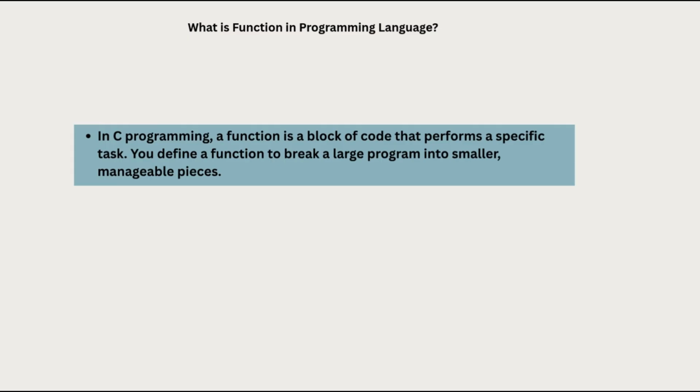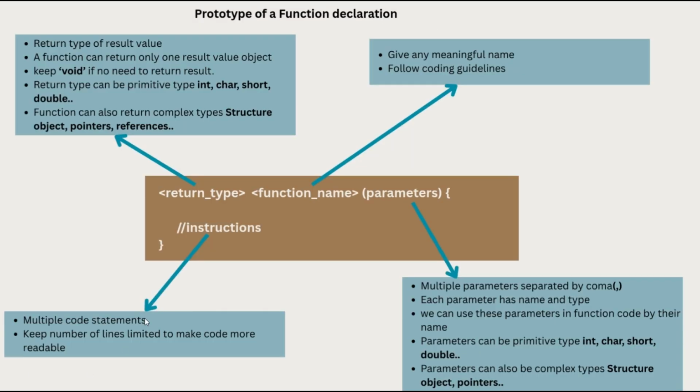To write a function, first we need to know the prototype of the function, meaning the syntax to write the function. Any function will have a return type and a function name, and you will pass parameters, and there is a starting curly brace and an ending curly brace. In between you will write some instructions that tell what this function will be doing.